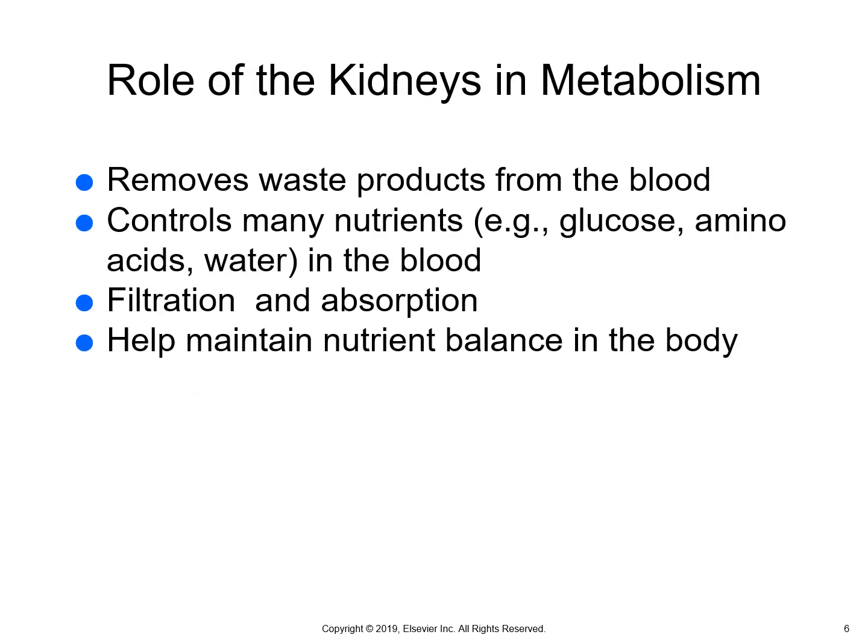Then there are the kidneys that are also important in metabolism. The kidneys remove waste products from our blood, and it can control many nutrients such as glucose, amino acids, and water. Their main purpose is for filtration and absorption, and they help maintain our nutrient balance in our body.